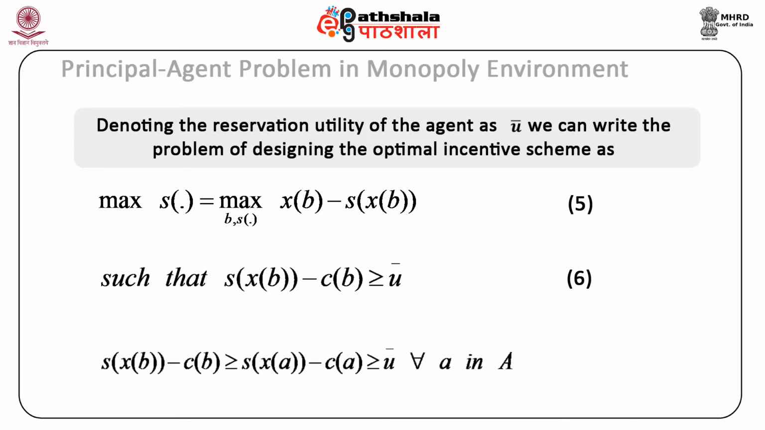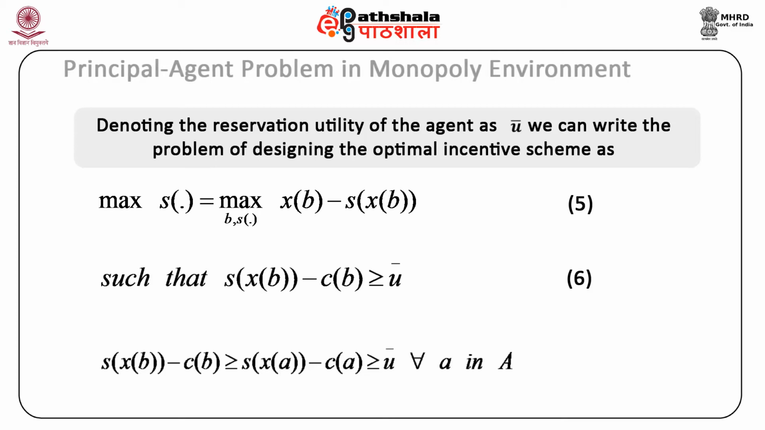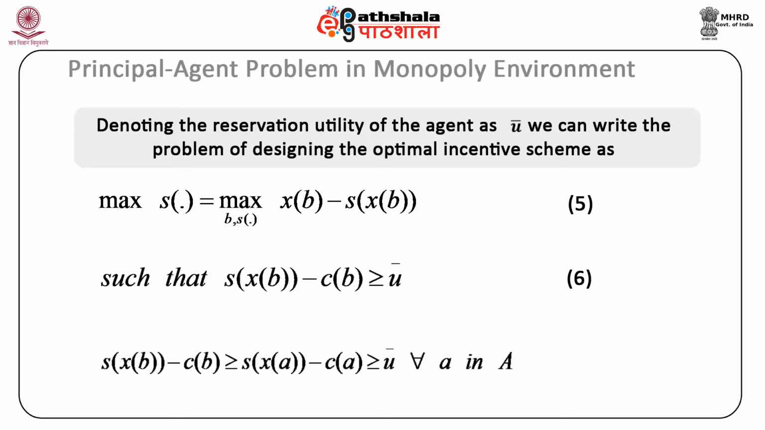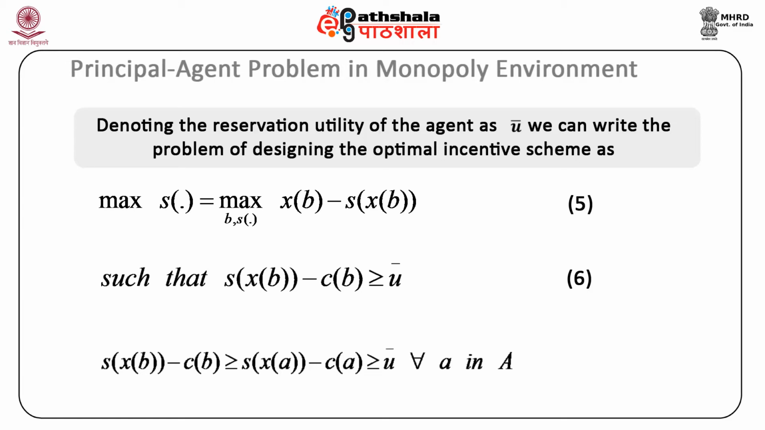S(x(B)) minus C(B) is greater than or equal to S(x(A)) minus C(A), and greater than U bar, for all A in capital A. This is equation 7.